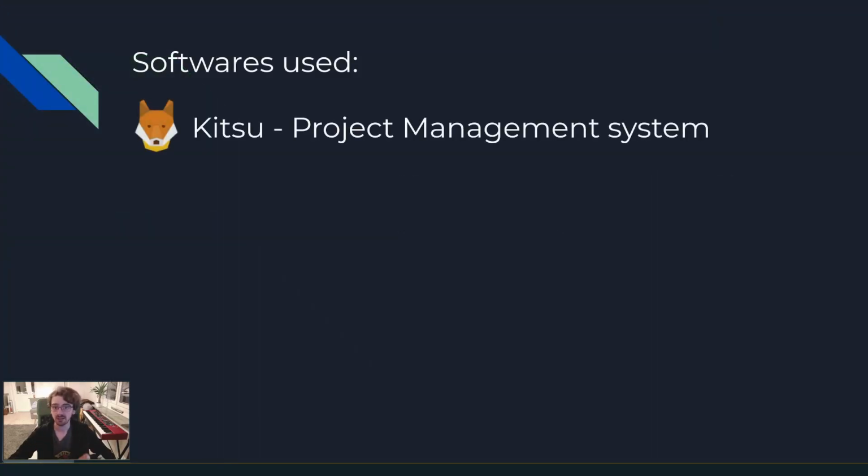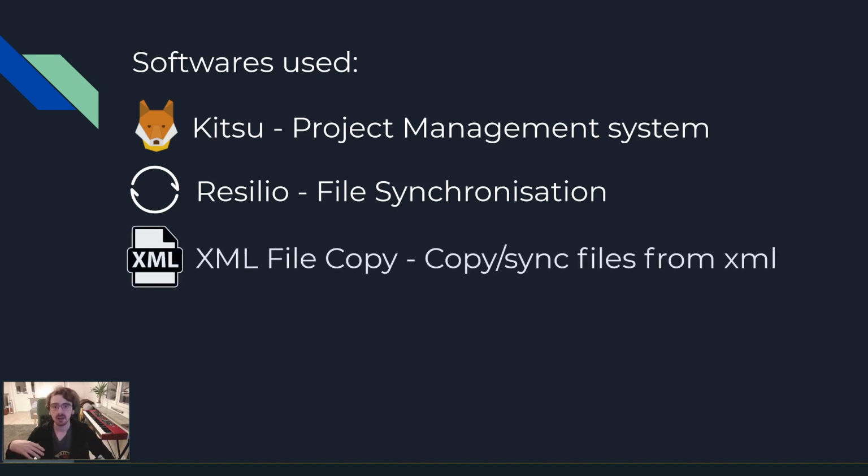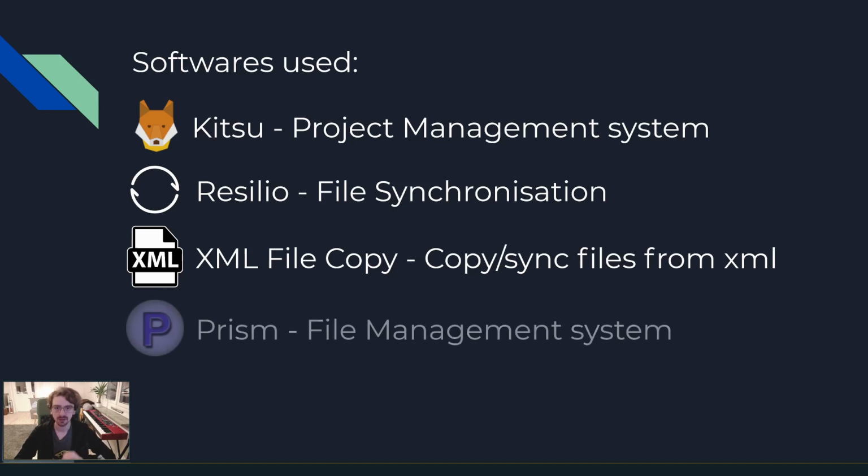So the pipeline consists of a couple of softwares. First out, we have Kitsu, and that's our project management system. We then have Resilio, that we're using to synchronize all the files between all the computers in the project. We then have a software called XML File Copy, and we use this to copy the files from one location to another or start the Resilio sync from files referenced inside of an XML file.